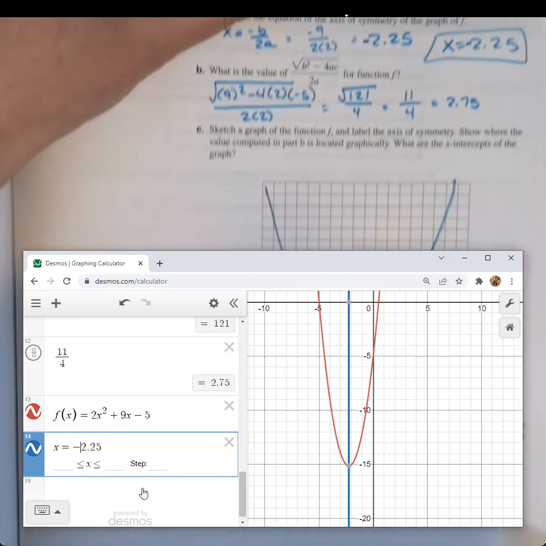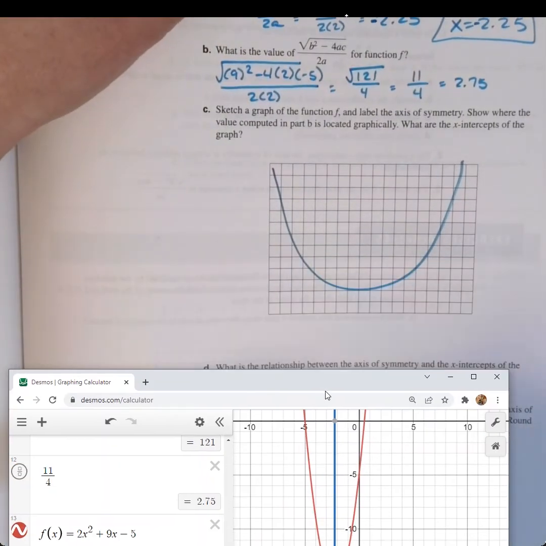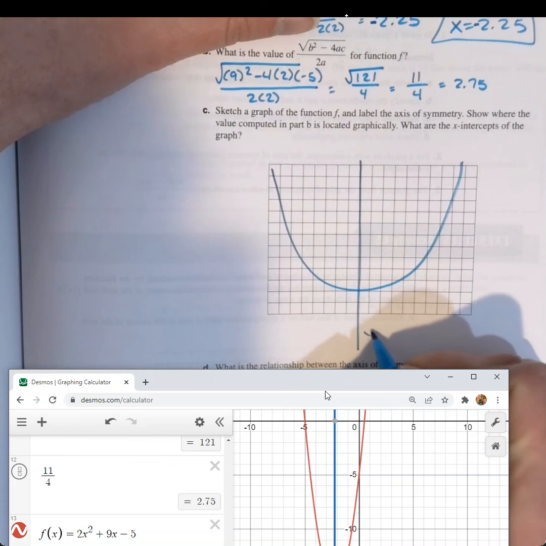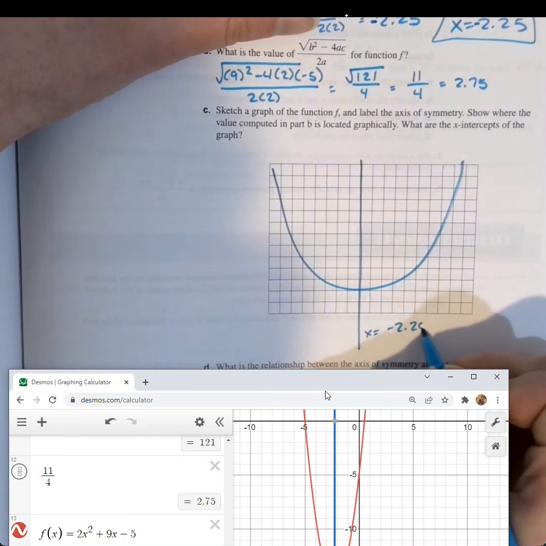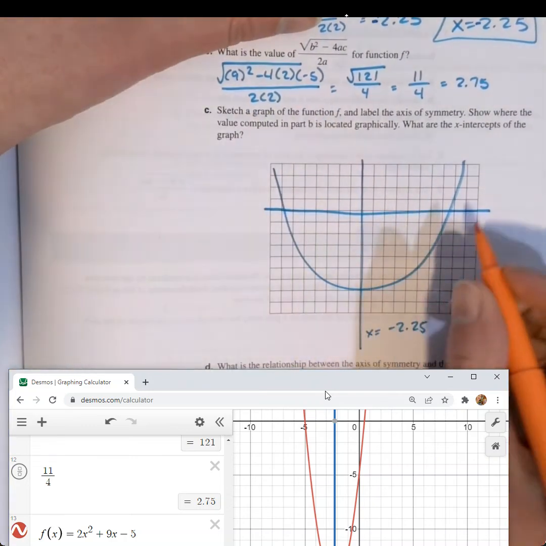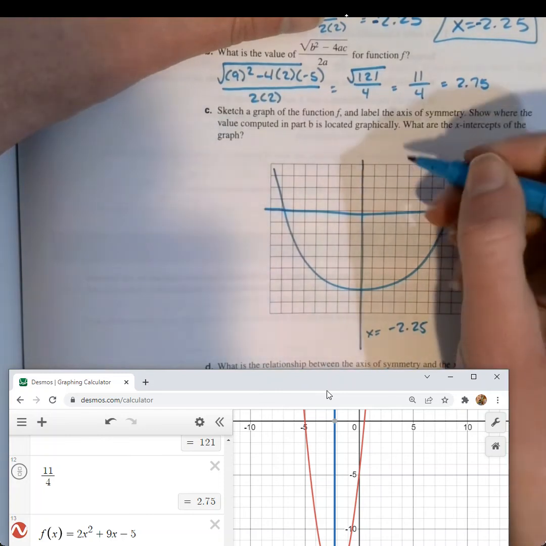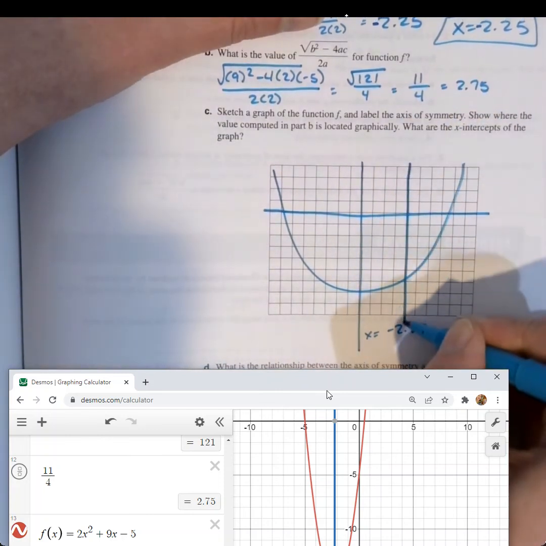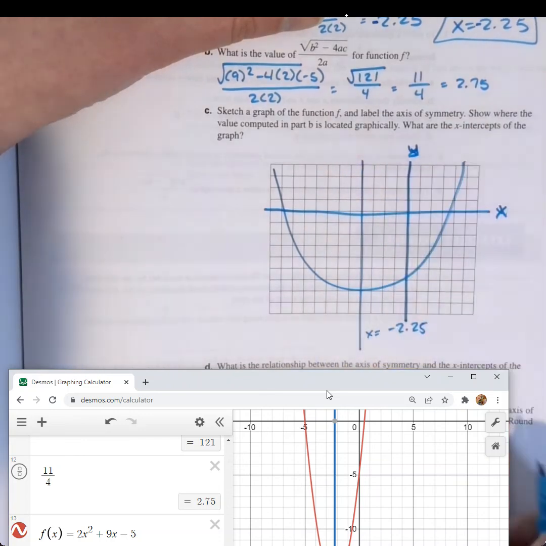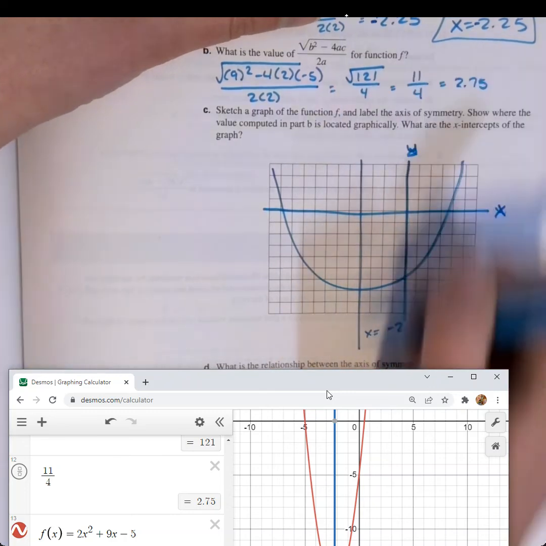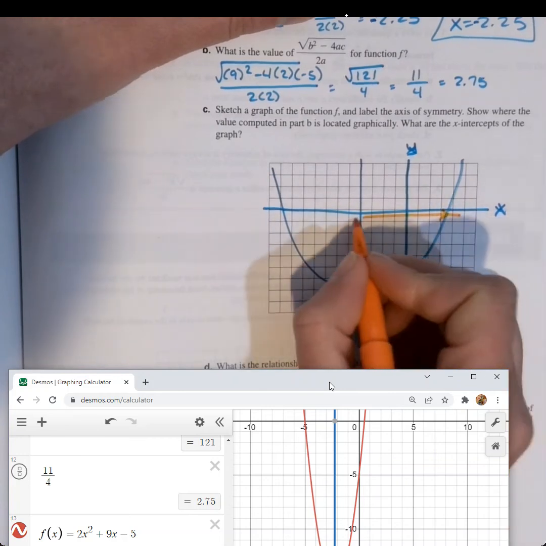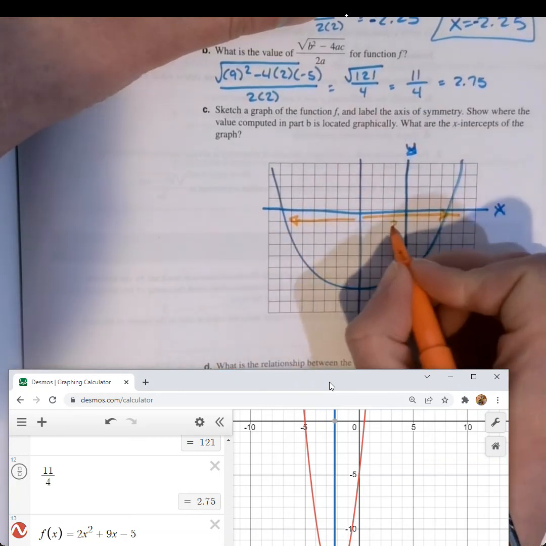So if we take our graph with its axis of symmetry at x equals negative 2.25, we should have to go, this is not the x-axis, so I guess I can stick the x-axis in over here. This is the x-axis. This is not the y-axis, x and y. This is the axis of symmetry. So I need to go from the axis of symmetry, left and right, a distance of 2.75.